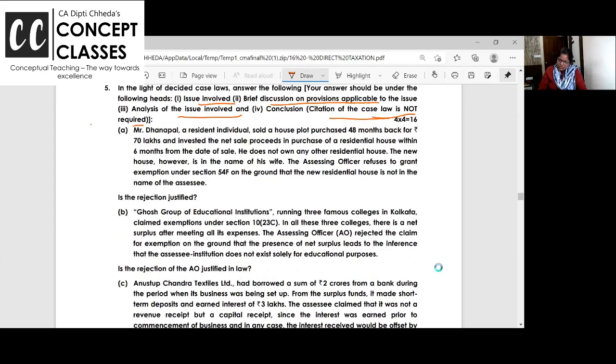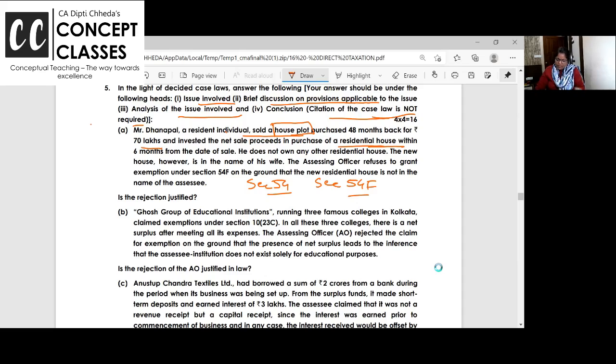Mr. Dhanpal, a resident individual, sold a plot 48 months back for 70 lakhs and invested the net sale proceeds in residential house. Take a pause. When you sell one house and when you buy another house within 2 years, construction 3 years forward from the date of the transfer, then you get exemption under section 54. Like I'm reading as if a student will read and what will go in their mind. Now, he does not own any other residential house. Okay, he has sold the house and he purchased another house. The new house, however, is in the name of, actually, he has not sold house, sorry, he has sold plot. So if you sell plot and if you purchase house, you get an exemption in 54F.